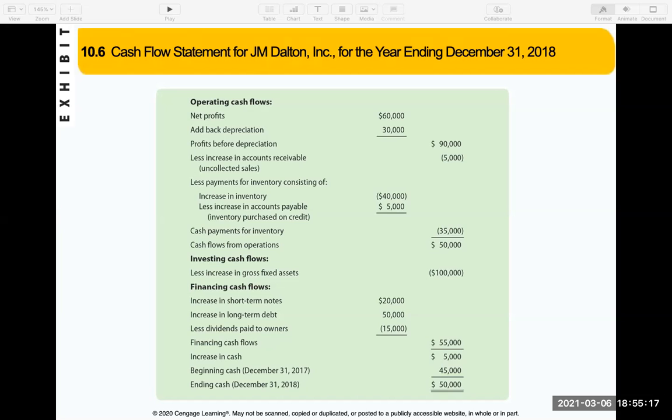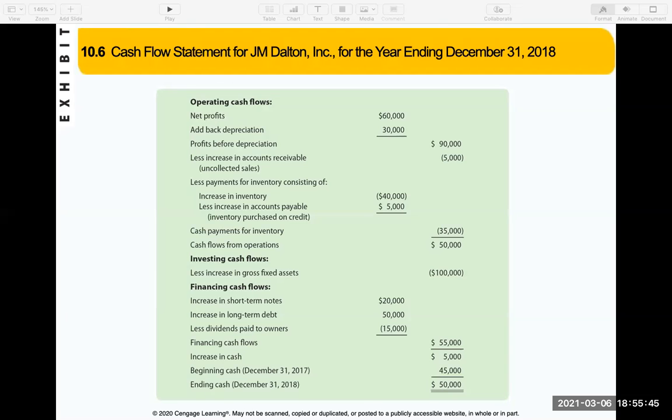And then we have the financing cash flow. So money is coming in. We have money from short-term notes, increasing long-term debt, any debt that we have there that's coming in from loans. We're subtracting our dividends, which is what we paid out to owners. We have our total financing cash flows is 55,000. Then any cash that we had on hand, and then you have the comparable beginning cash of this date, and then the ending cash of the latest date.